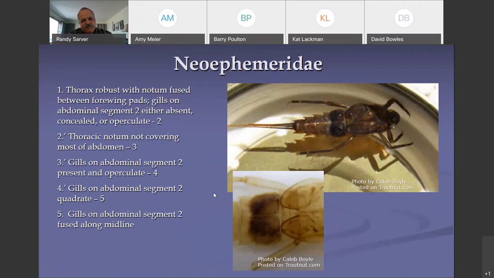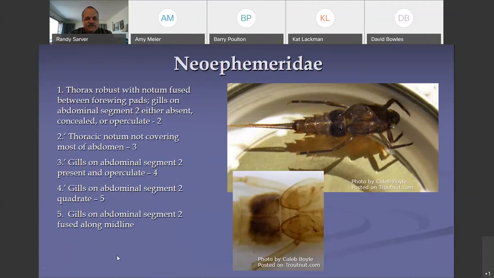If you look further down in the characteristics on the left-hand side, in this case, they do have gills on segment 2, but they are operculate gills, and they are a square shape. So this is one of those square gill mayflies, the common name, quadrate or square shape. If you look at the bottom photo, I don't think you can really tell, but you would probably have to manipulate the gills a little bit to be able to tell that they are fused together. So those two operculate gills do not come apart. They are fused and would move as one. That's a key characteristic. And all in all, these are a little bit bigger than some of the other fused backs.